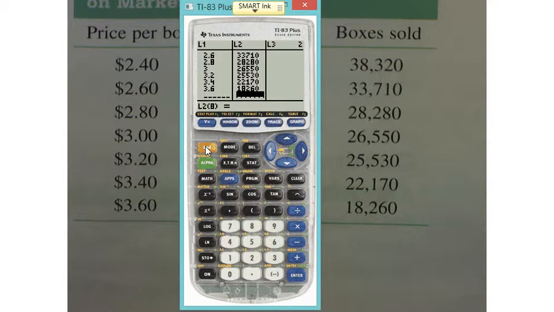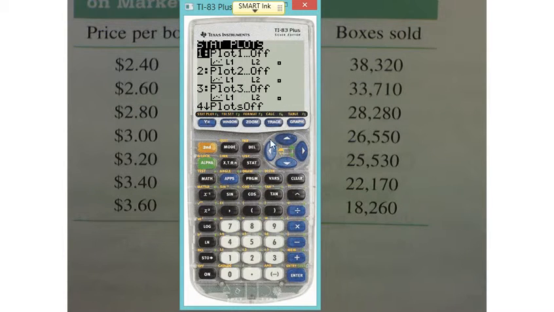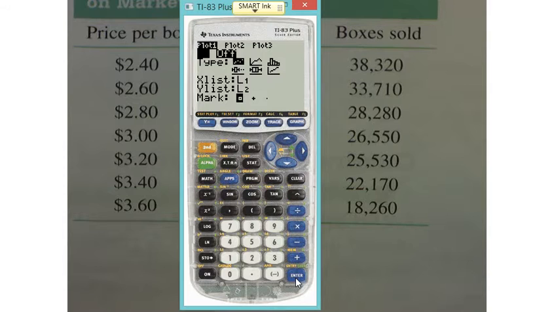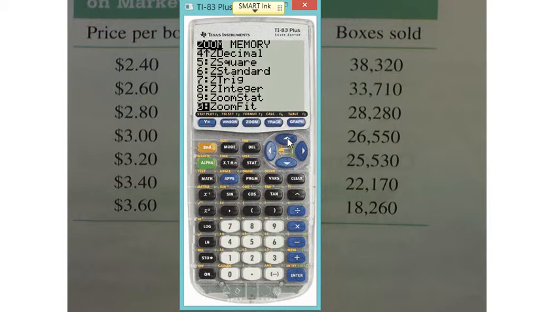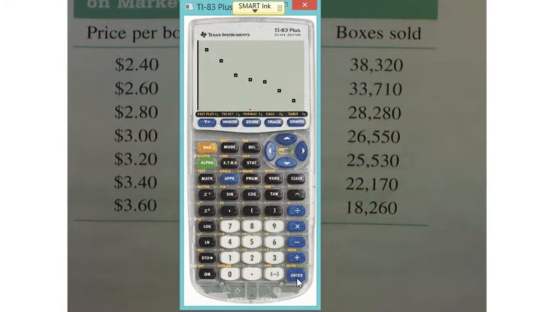All right, so now what I want to do is before I show the graph, I need to turn on my stat plot, and mine is turned off, so I'm going to turn that on, and then I'm going to change the window to zoom stat, which is option number 9, and there it is. Now what the textbook asks us to do is to guesstimate how many boxes we would sell if the price was $2 and if the price was $4.